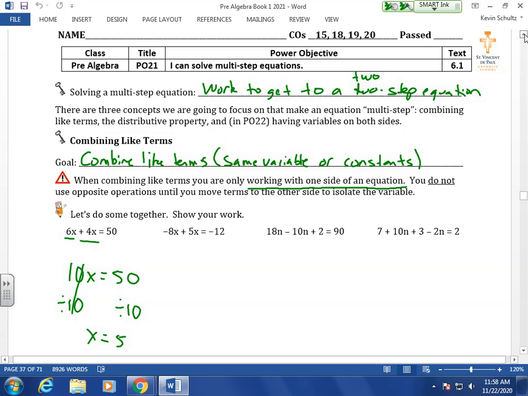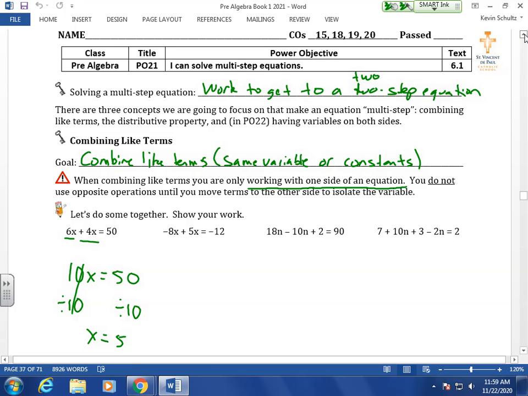Again, nothing new, right? We've combined like terms before. We've solved equations before. Okay. Let's take a look at the fourth one here. Since you always ask for the last one, we'll go ahead and do the last one.